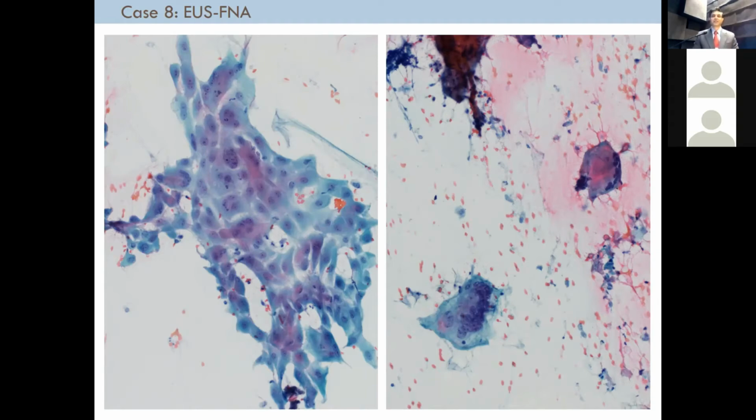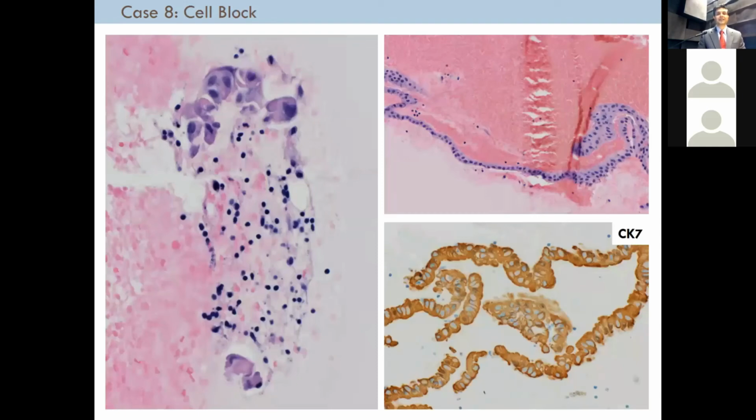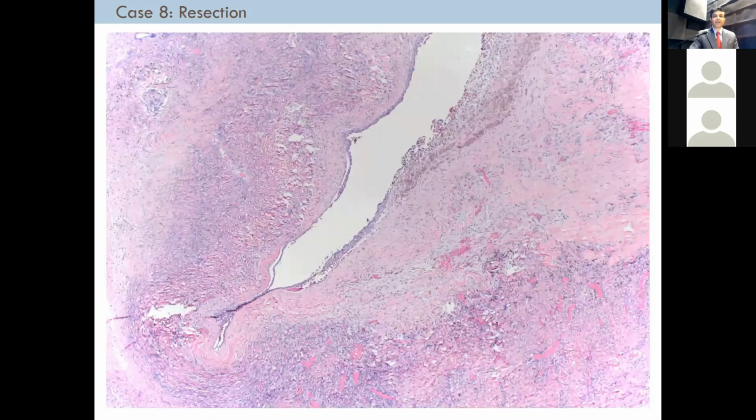Also present were these multinucleated giant cells. This is the cell block that showed characteristic strips of cuboidal cells with eosinophilic or pink cytoplasm. They appear very bland. They were positive for CK7, but negative for any squamous markers. So we called it atypical. And because of the atypical imaging findings and atypical cytology, this patient underwent resection.